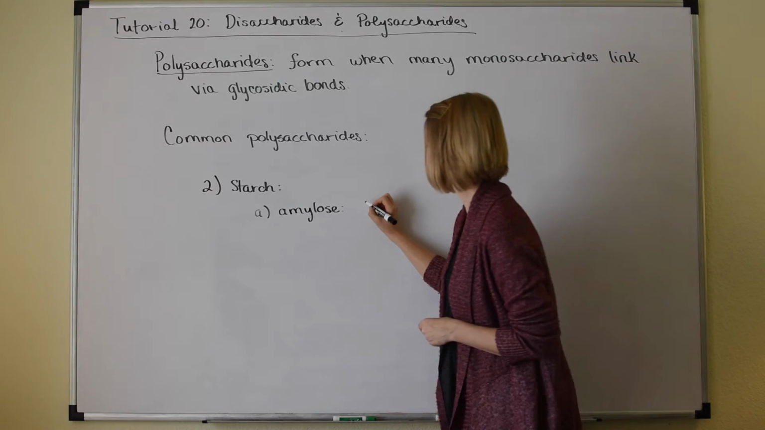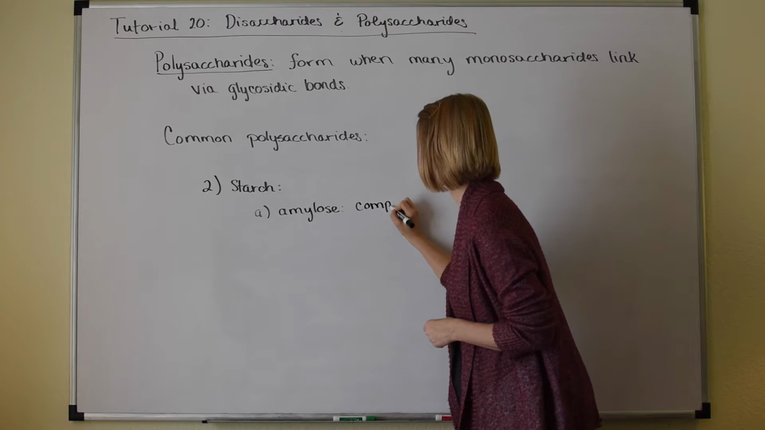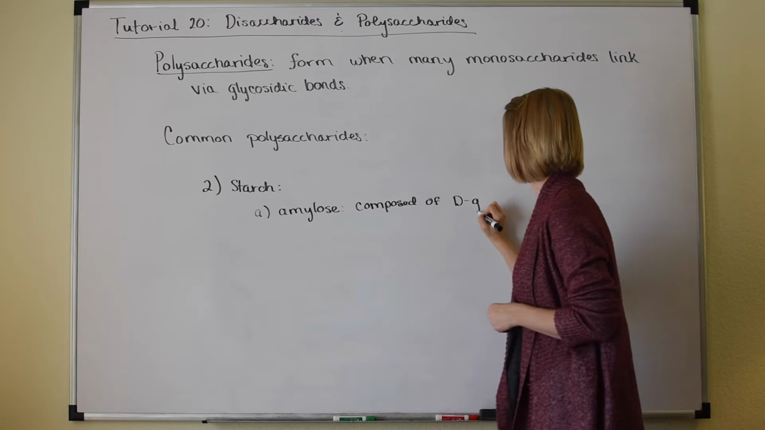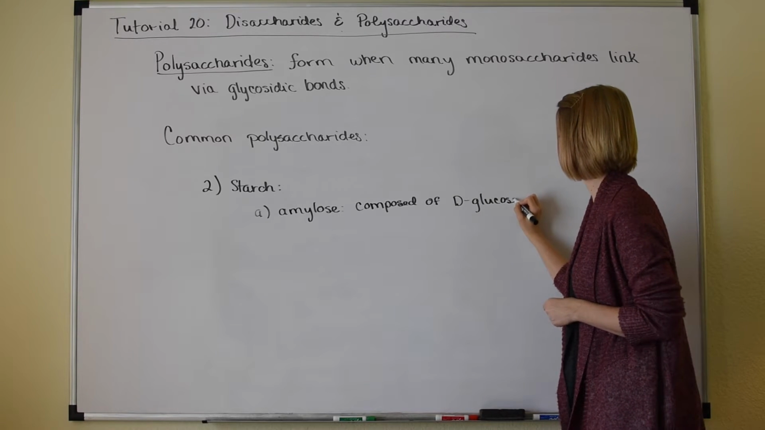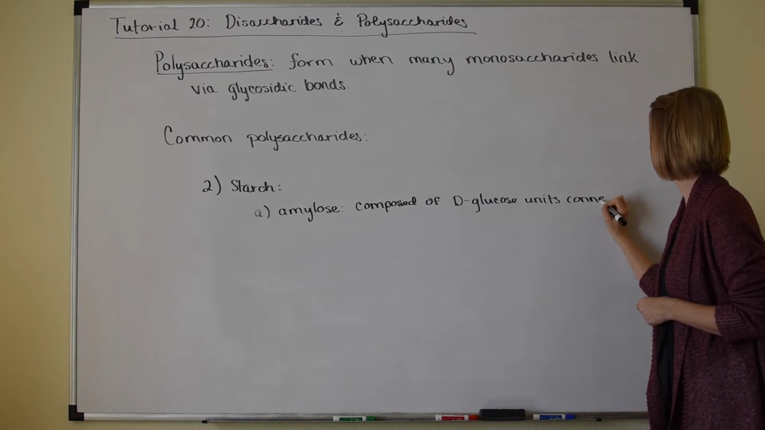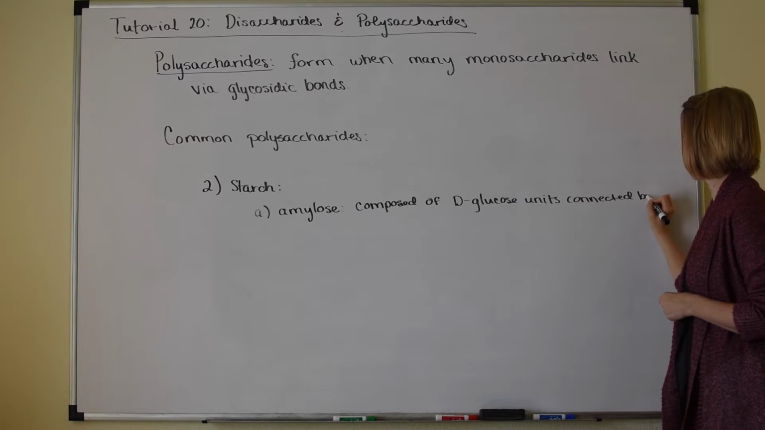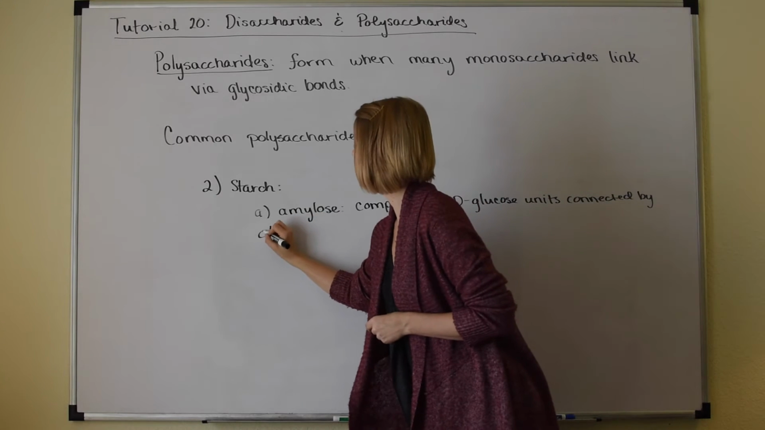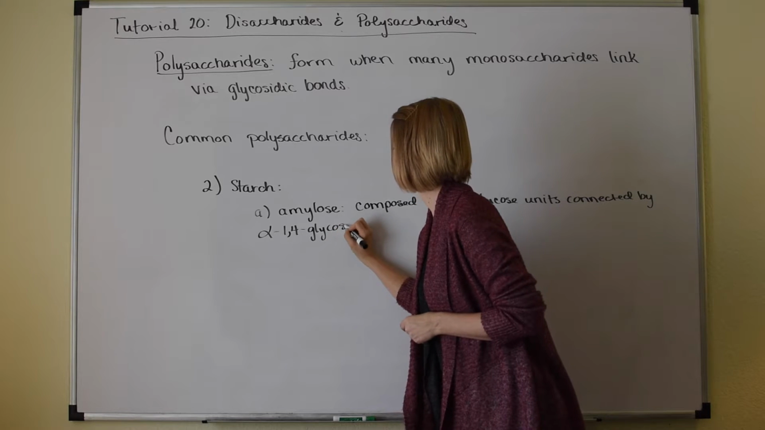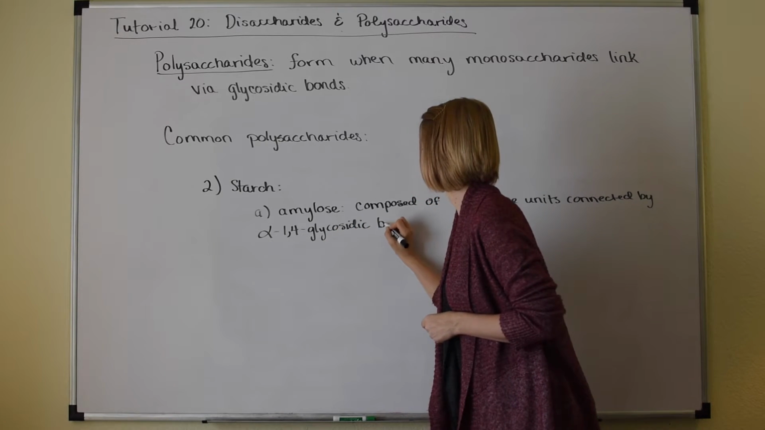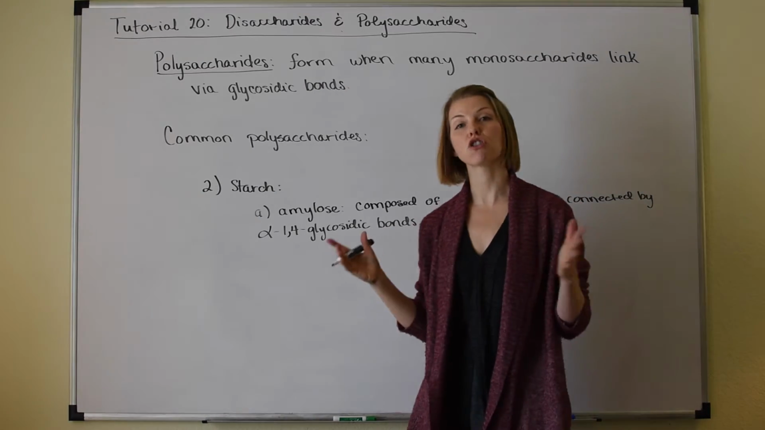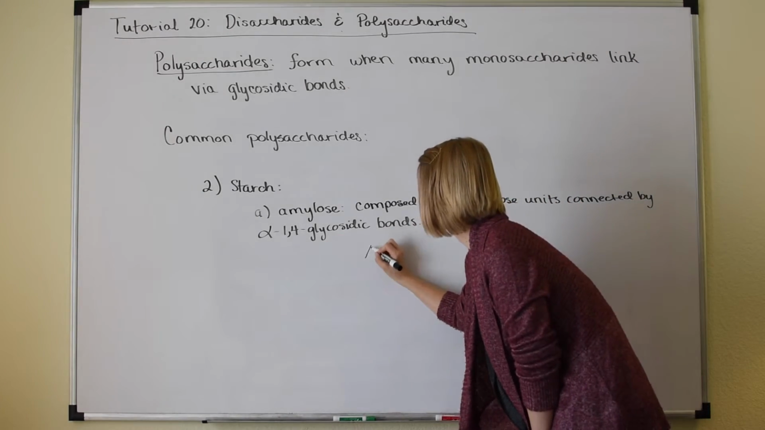So I'm going to write here, composed of D-glucose units connected by alpha-1,4 glycosidic bonds. Okay, well, we already know what that looks like, so I'm just going to draw that really quickly here.